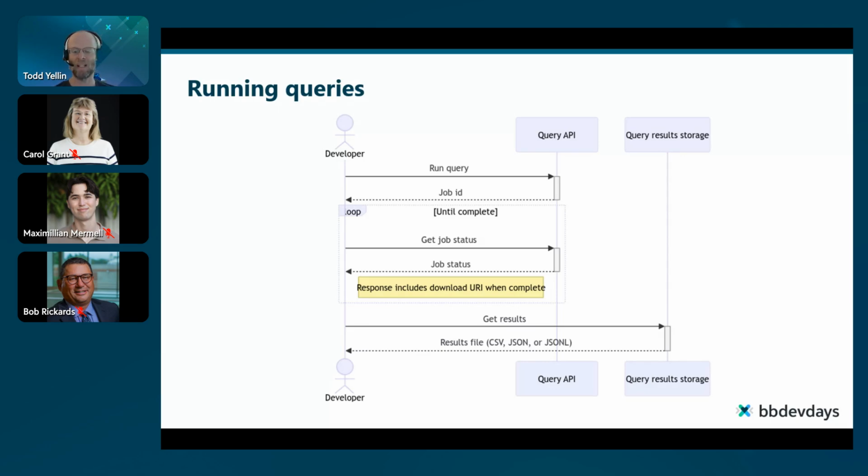Once the job completes, the endpoint provides you with a URI that you can then use in the third step there at the bottom. You hit that URI to download a file containing the results. In the Query API, we let you request results as a CSV, a JSON file, or a JSON-L file. We've added that flexibility specifically for developers where CSV might not be the best option and you want JSON.